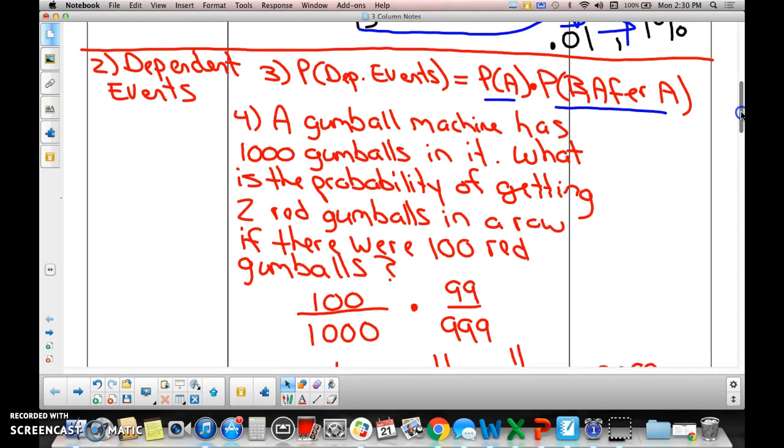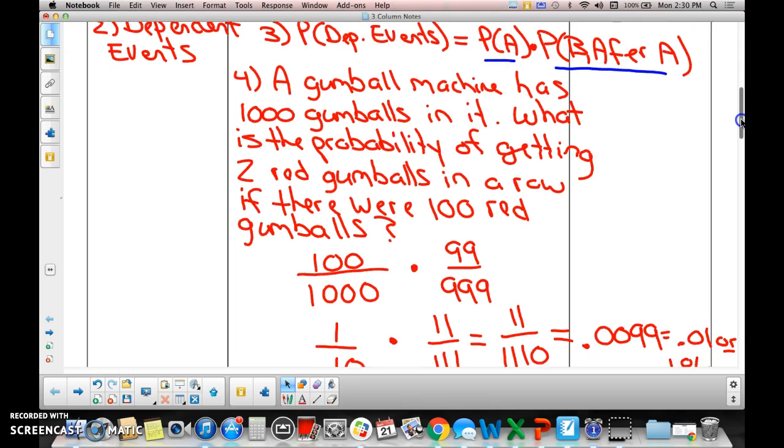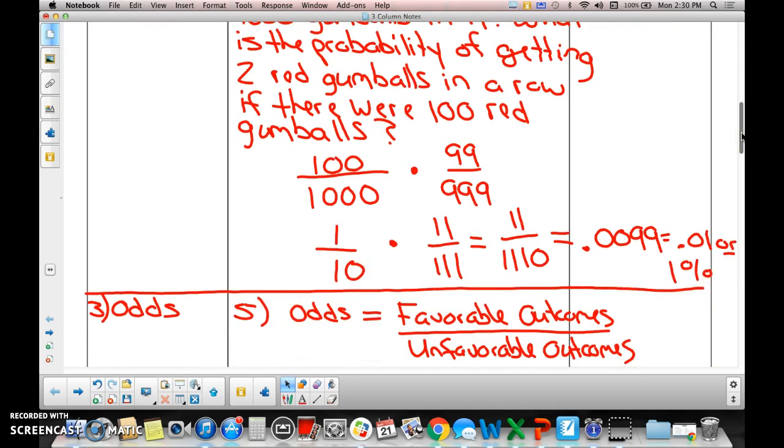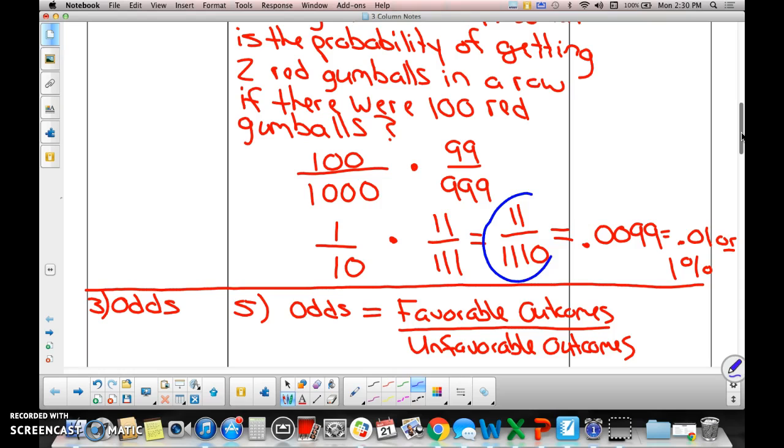So number 2, I'm going to skip over the example, but you can definitely read the example. Our final answer turned out to be 11 over 1,110, which we converted to a decimal, which we converted to a percent. Make sure you know how to do that as well. I'm not going to go through that.